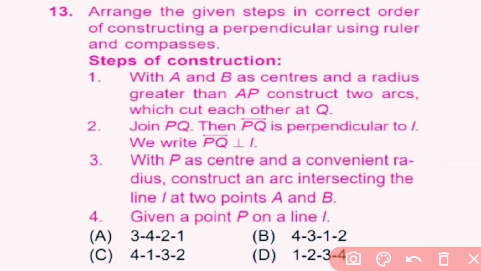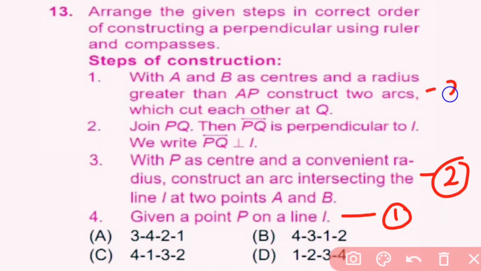Then option 3, with P as a center and convenient radius, construct the arc intersecting the line L at two points A and B. And option 4, given a point P on a line L. So here this should be first, then third should be second, then first should be third, and 2 is fourth. So here B is correct answer.